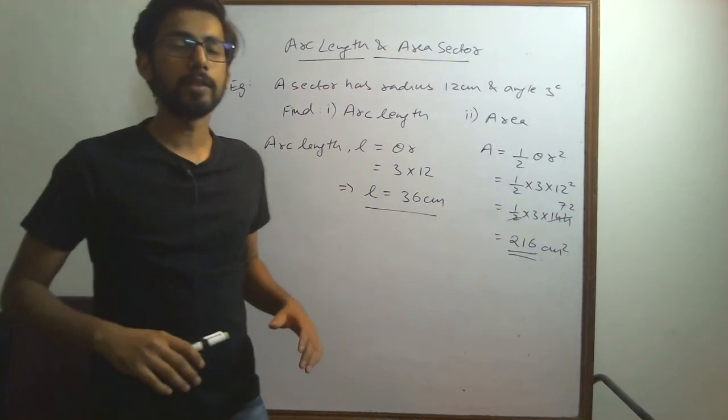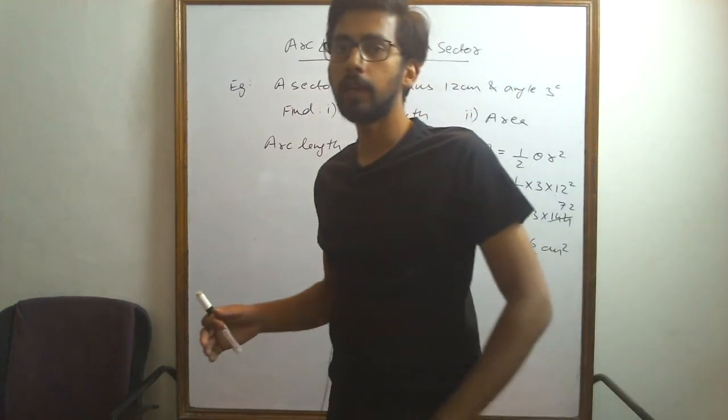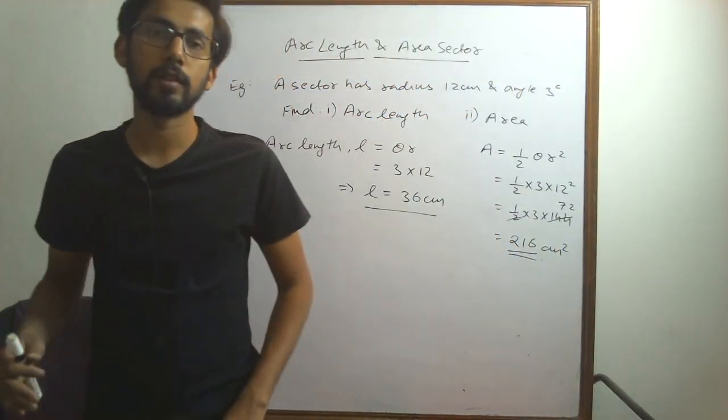Okay guys, so we looked at the length of the arc and the area of a sector in terms of the angle subtended by it at the center and the radius of the circle in this video.